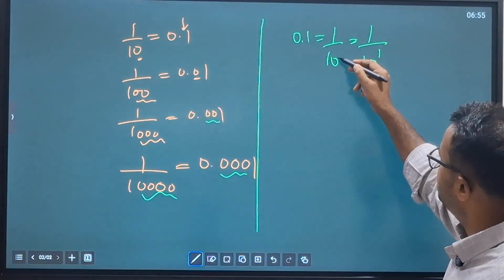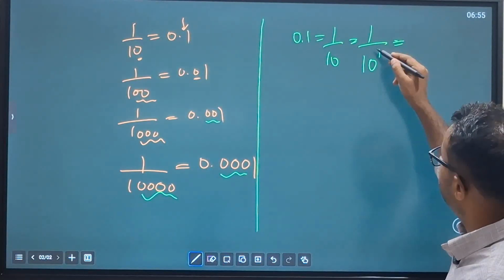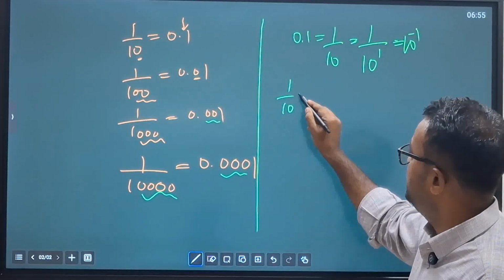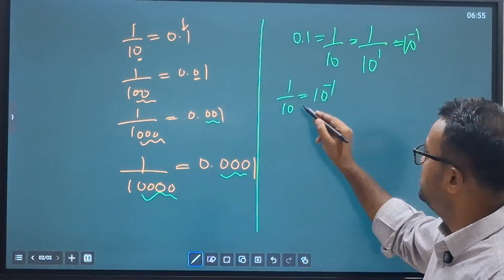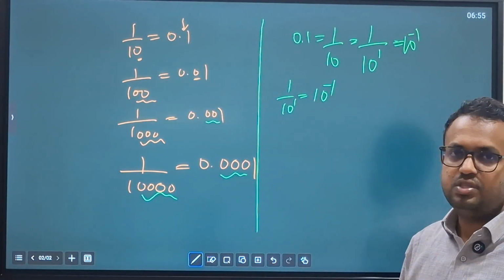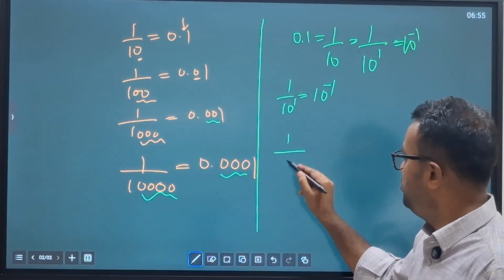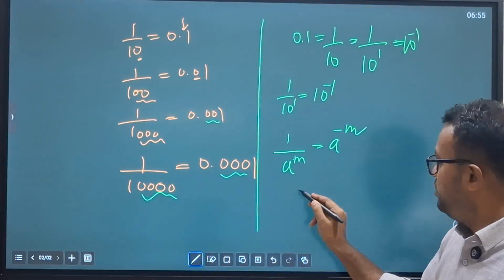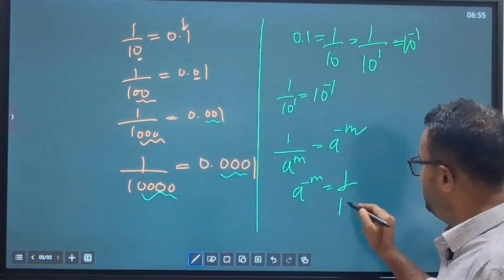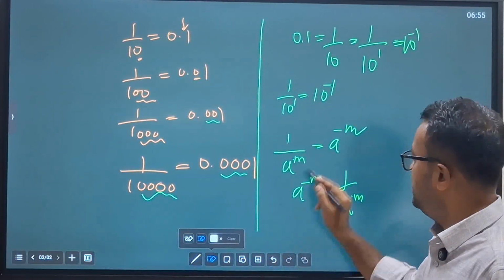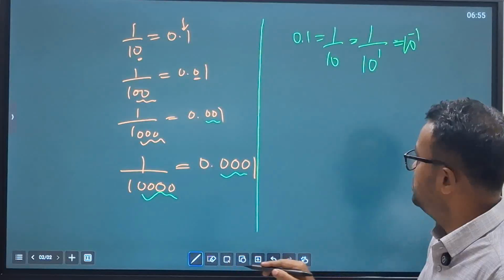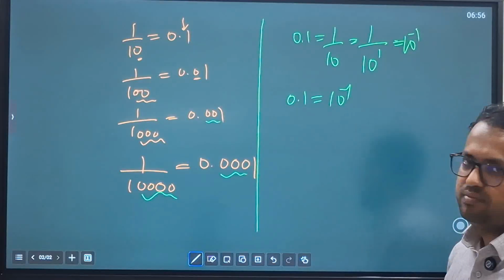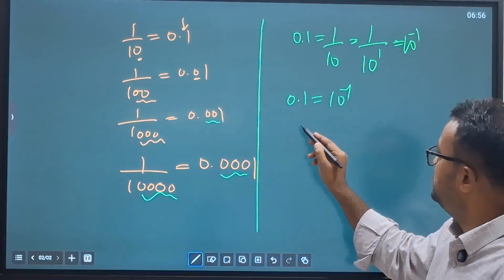That means that when we have just 10, it is 10 power 1. So 1 over 10 power 1 can be written as 10 power minus 1. So this is the convention. In general, 1 over a power m can be written as a power minus m. Or if you have a power minus m, it can be written as 1 over a power m. So let me give some examples for this. 0.1 is nothing but 10 power minus 1.